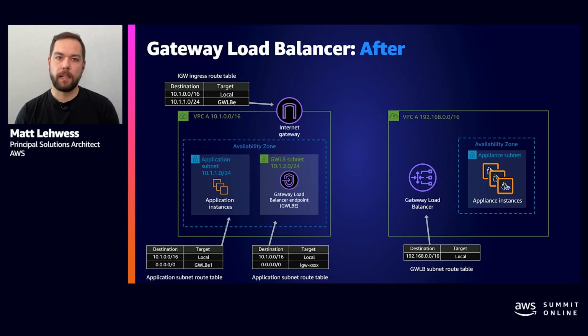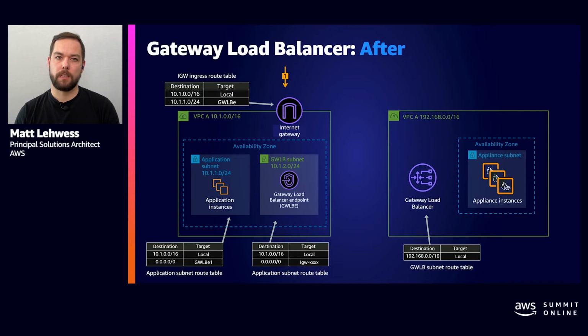And so we've got our routing here, and essentially what's going to happen is the packet's going to come in via the internet gateway, hit the Gateway Load Balancer endpoint, get forwarded on to the Gateway Load Balancer. And again, at the edge there, we're using route tables, but in this case, we're using an IGW ingress route table. And so you'll notice the packet gets forwarded all the way onto the application instances.